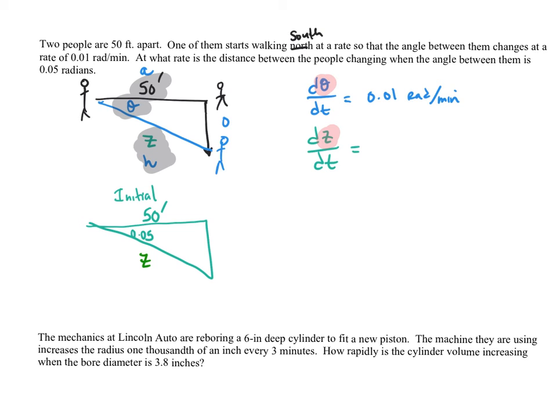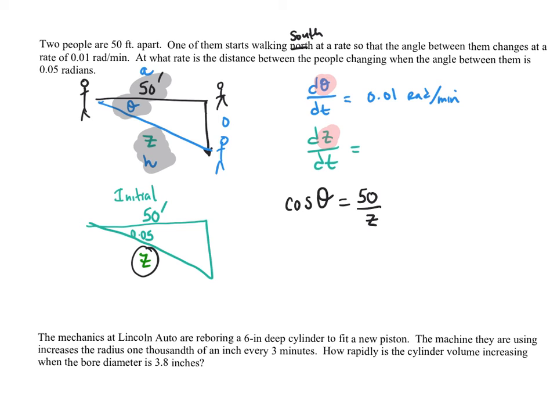And if you remember SOHCAHTOA, that is cosine. So cosine theta is going to equal the adjacent over the hypotenuse. So in this case, that's always 50 over z. So this is the problem we have to deal with. Okay. So what we'll have to do is we'll have to now differentiate with respect to t. We'll also have to go over here and we'll have to find z.